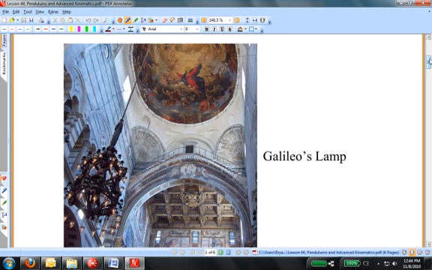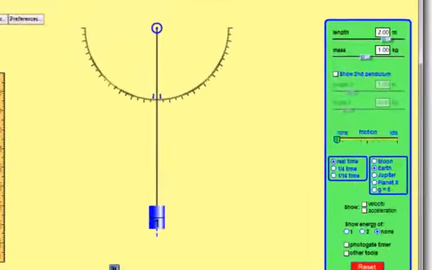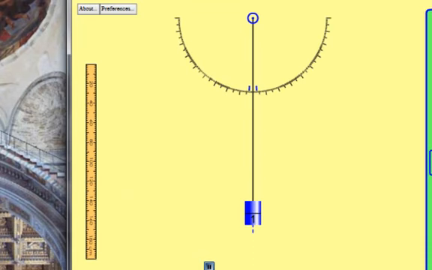Probably it had just been lighted. And Galileo, being Galileo, noticed something about the swinging lamp that no one had ever noticed before. And I'm going to try to demonstrate it to you here. He noticed that each complete swing of the lamp took exactly the same amount of time.